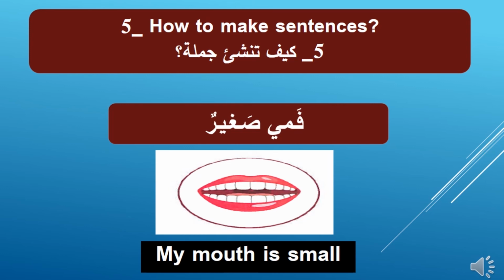Now, what do you see here in the photo? It is mouth. Perfect. So, what is the meaning of mouth in Arabic? Go to the vocabulary, you will remember. Perfect. It's fam. My mouth, it will be fami. Fami. My mouth is small. Fami صغير. Repeat after me. Fami صغير.